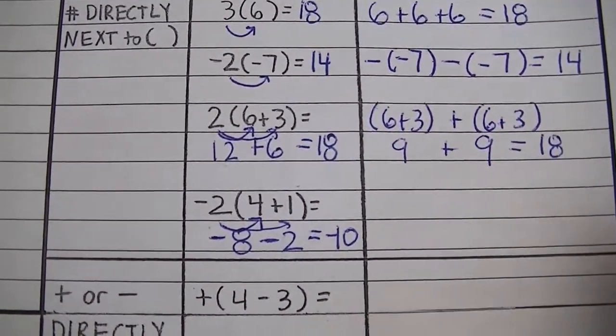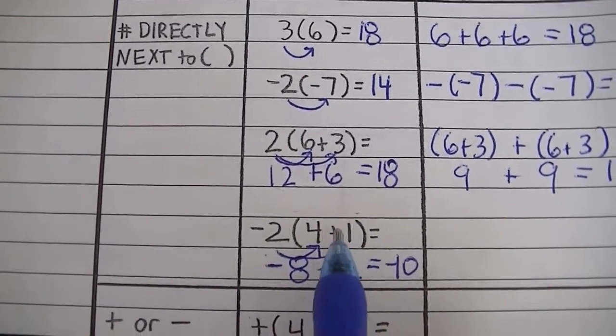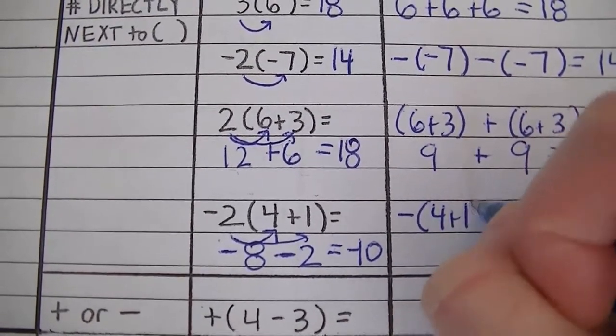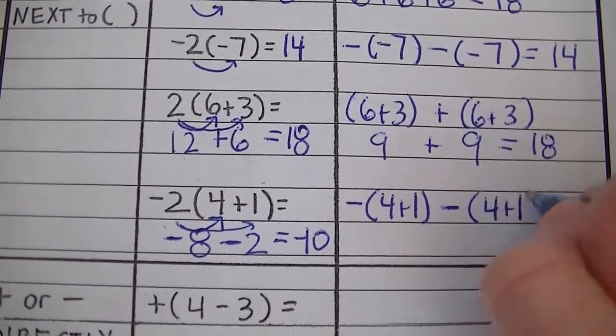Okay, and when we would write this all out, we would subtract 2 groups of 4 plus 1. So I'm going to subtract 1 group of 4 plus 1. Then I'm going to subtract that second group of 4 plus 1. Okay?